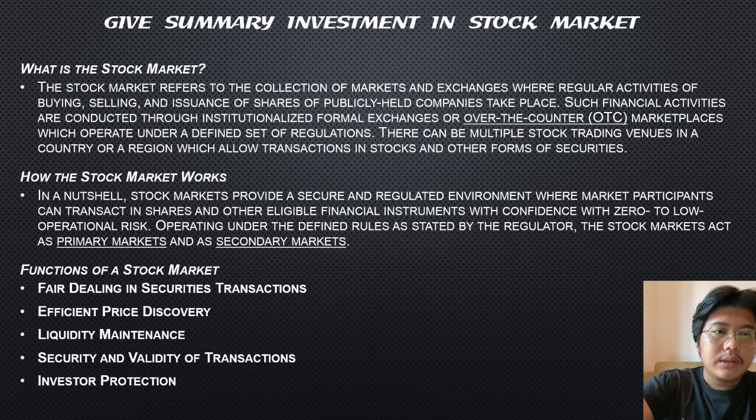How does the stock market work? In a nutshell, the stock market provides a secure and regulated environment where market participants can transact in shares and other eligible financial instruments with confidence, with zero to low operation risks, operating under the defined rules as stated by the regulator. The stock market acts as a primary market and as a secondary market. Okay, the functions of a stock market are fair dealing in security transactions, efficient price discovery, liquidity maintained, security and validity of transactions, and investor protection.